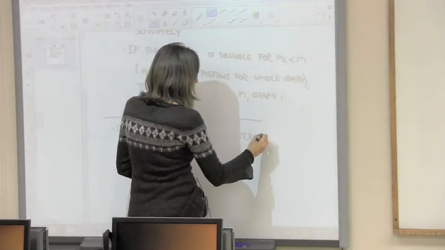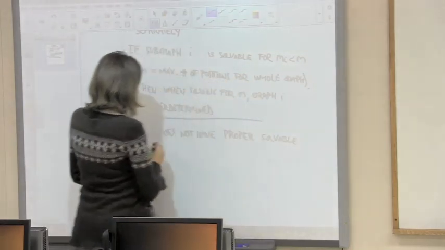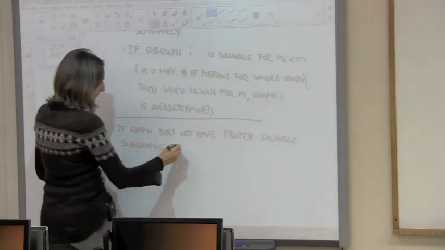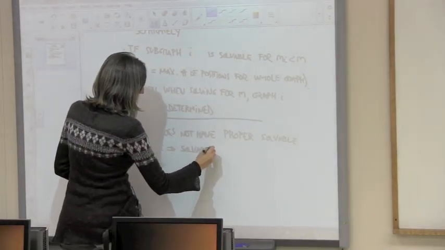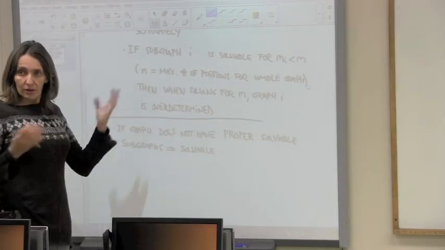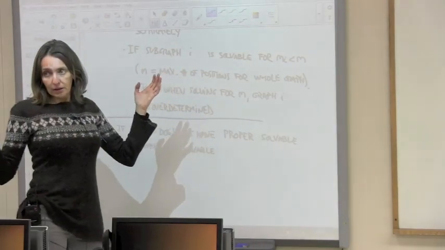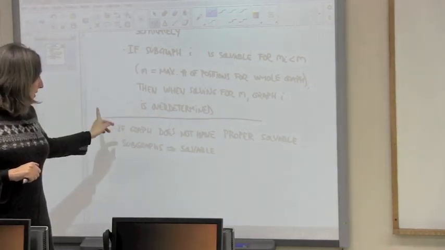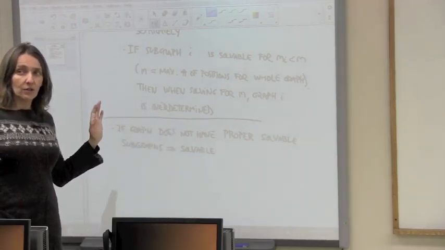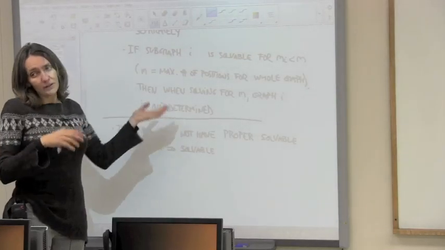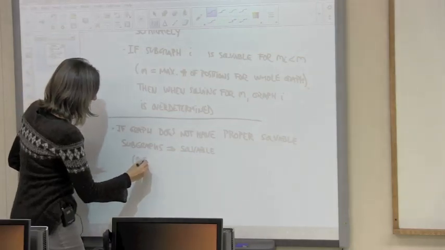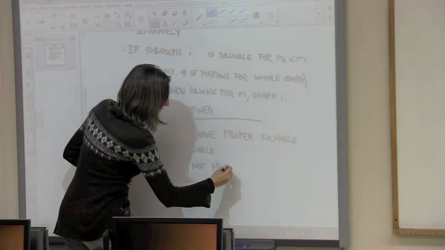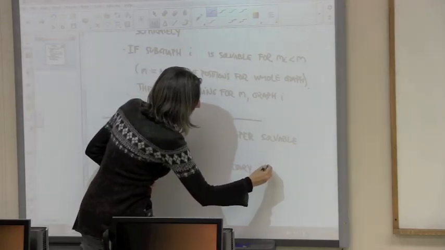So if a graph does not have proper solvable subgraphs, then the graph will be solvable, because there won't be any part of it that will be solved for fewer positions. That's basically what it means. So if it doesn't have a proper solvable subgraph, it's solvable. But this is not necessary, this is just a sufficient condition. So if this happens, it is solvable, but for it to be solvable, this doesn't have to happen, okay? So it's a sufficient but not necessary condition. In order to get the necessary and sufficient condition, we need to actually look at all the subgraphs.